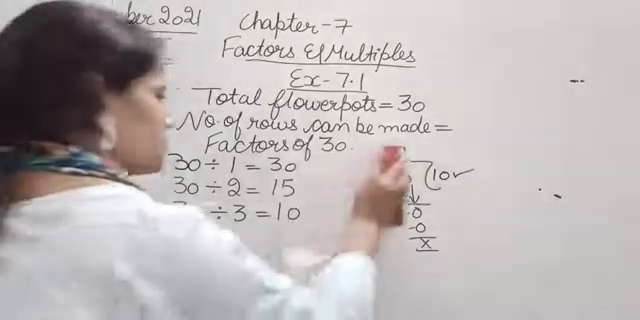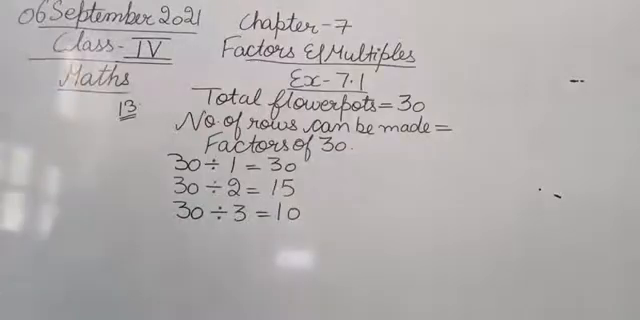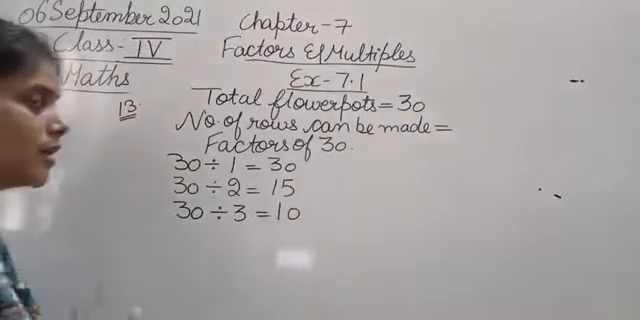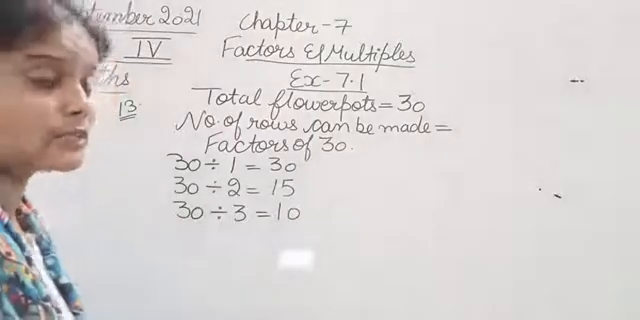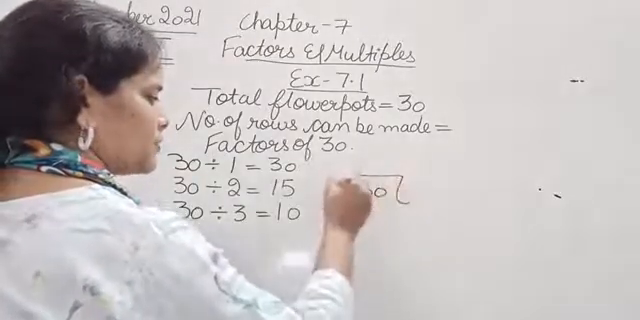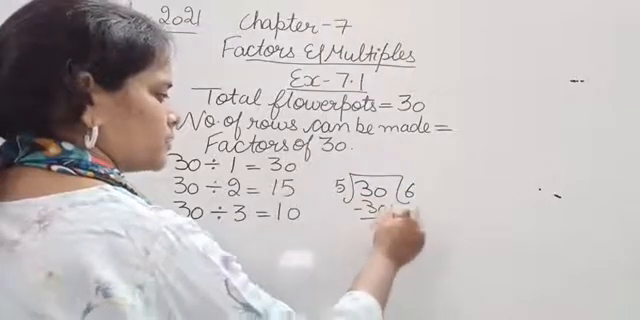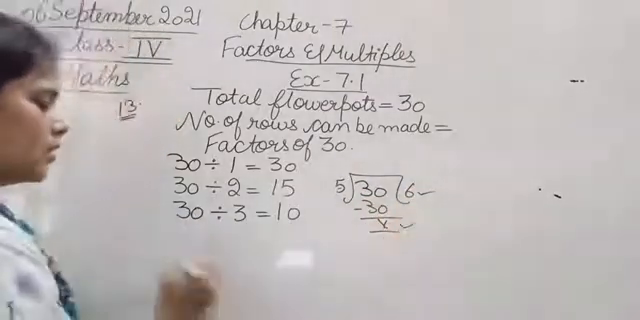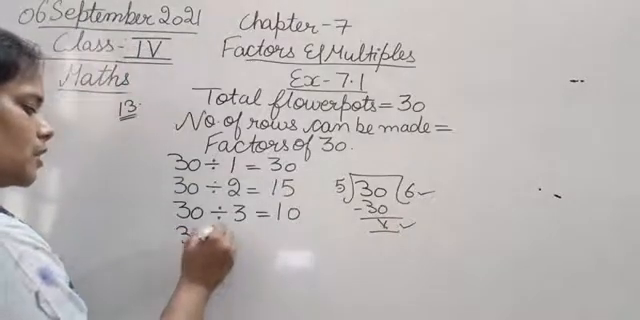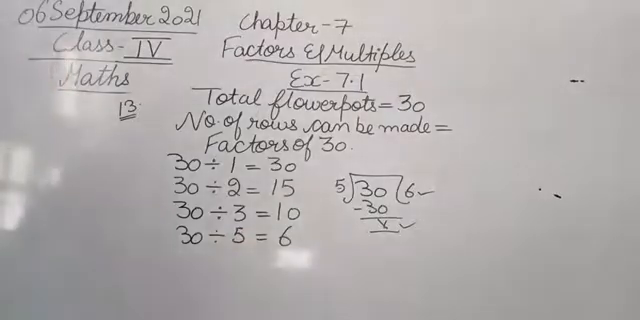Let's divide 30 with 4. देखो 30, can you divide 30 with 4? No, because 4 के टेबल में कहीं भी 30 नहीं आता. 5 के टेबल में 30 आता है. Yes, 5 6s are 30. So you can check 30 divided by 5. 5 6s are 30. This is 6, no remainder. So 30 divided by 5 is equal to 6.